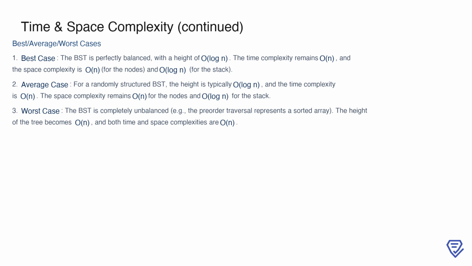The time complexity remains O(n), and the space complexity is O(n) for the nodes and O(log n) for the stack. In the worst case, when the BST is completely unbalanced, such as when the preorder traversal represents a sorted array, the height of the tree becomes O(n). In this scenario, both the time complexity and the space complexity are O(n).